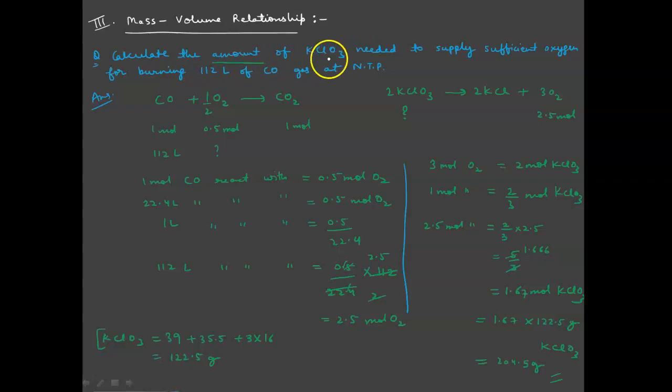Calculate the amount of KClO3 needed to supply sufficient oxygen for burning 112 liter of CO gas at NTP. NTP is normal temperature and pressure. First of all, write the equation. Burning means reaction with oxygen. CO plus O2 giving CO2.